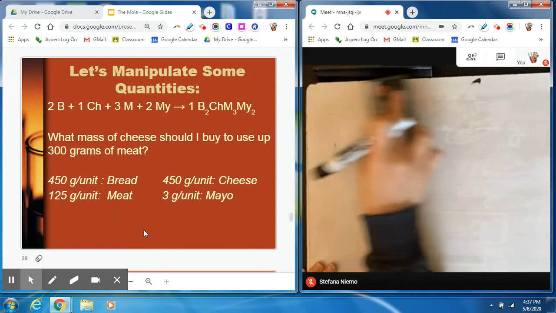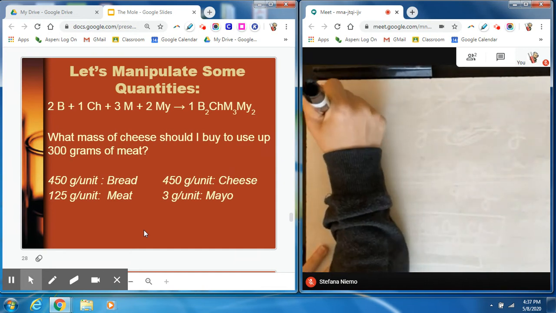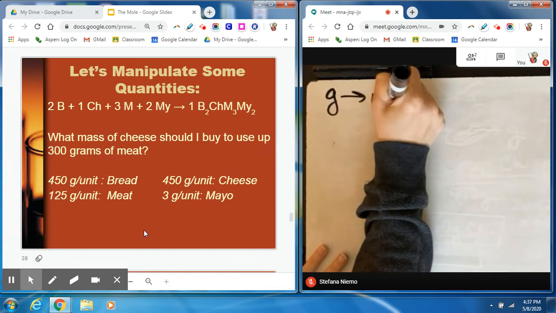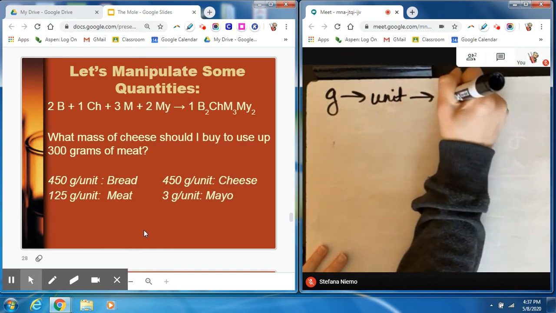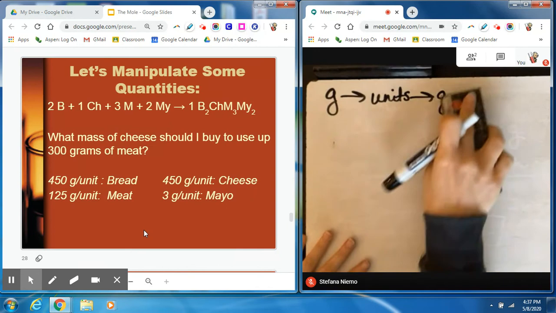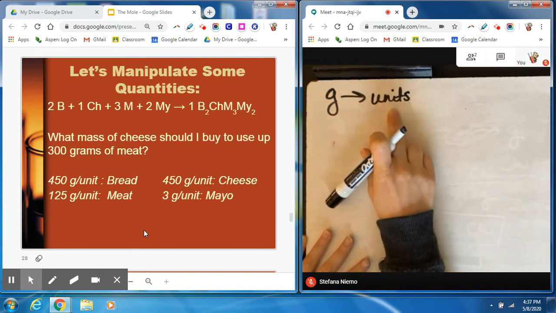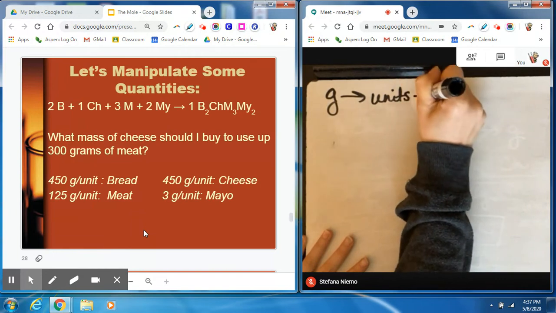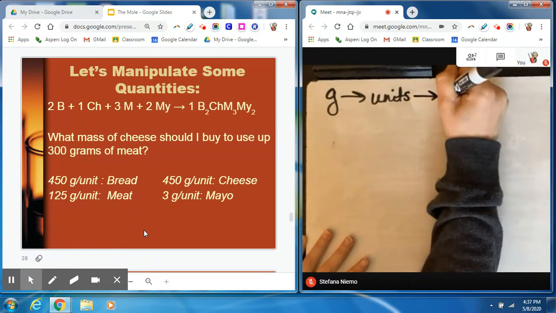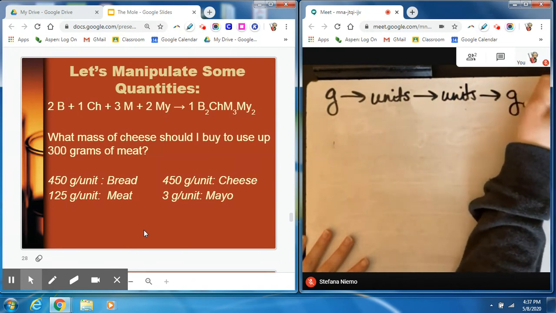Now let's keep in mind that there's a process that you can follow, right? We have to go from grams to units and then to grams again. Sometimes I even write it a little longer. We're going to go from grams of the thing I know to units of the thing I know. Then we use the chemical reaction to go from units of the thing I know to units of the thing I don't know, to grams of the thing I don't know.